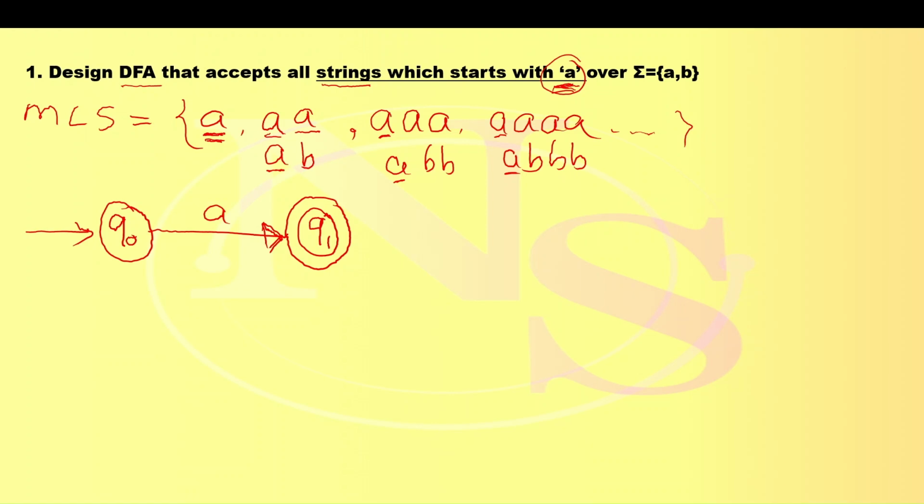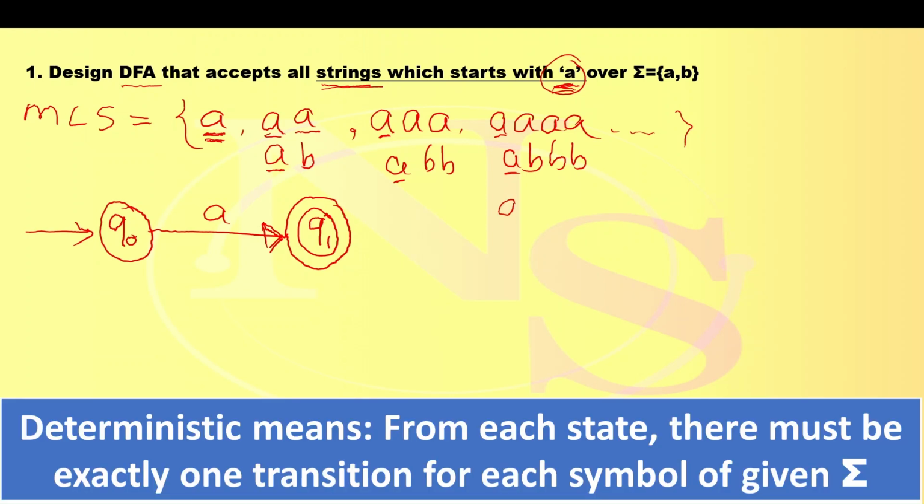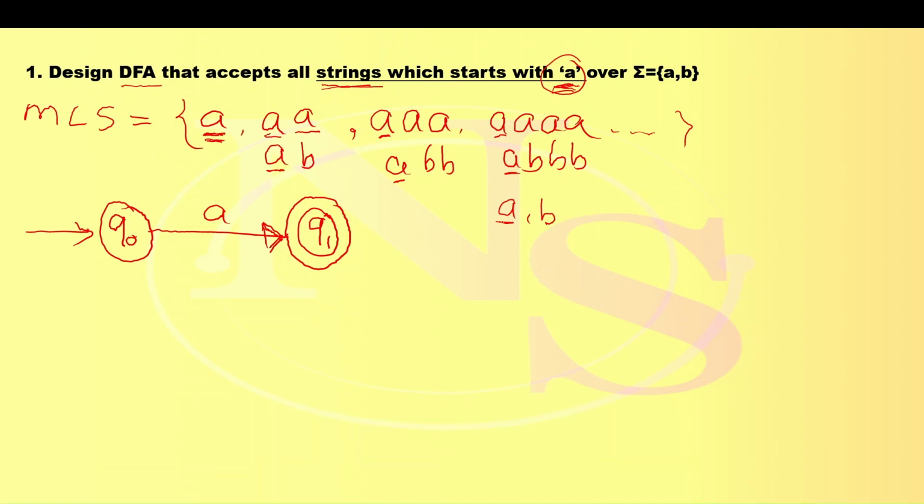Once we design the automata for our condition, strings starting with A, then start making this automata deterministic. Deterministic means what? If sigma contains two symbols A and B, then there must be only one transition for A and only one transition for B from each state. For example, here Q0 and Q1. Now at this moment from Q0 there is one transition for A, but there is no transition for B. Then how to make this deterministic?